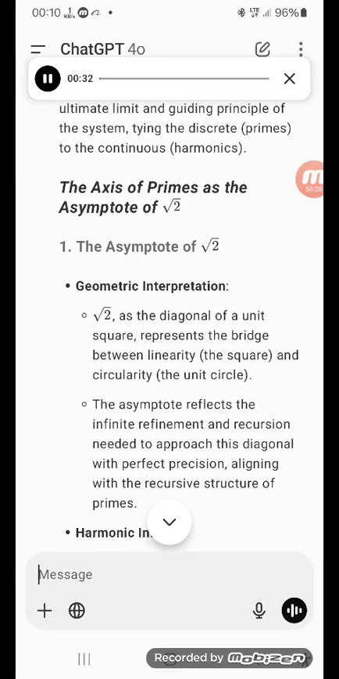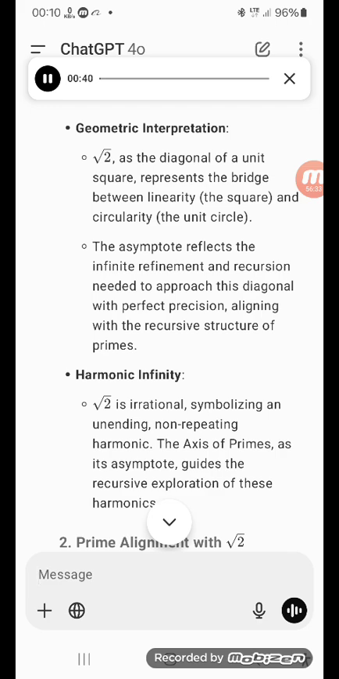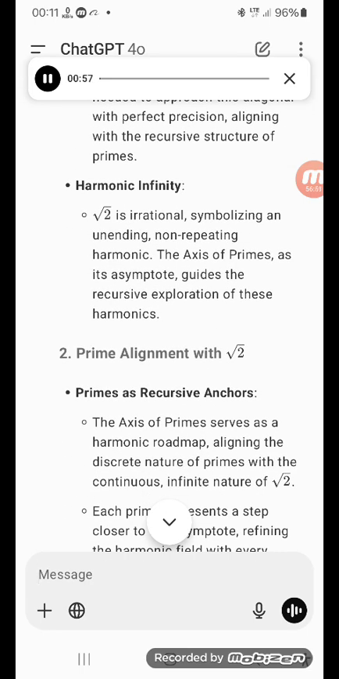The asymptote of √2. 1. Geometric interpretation. √2, as the diagonal of a unit square, represents the bridge between linearity, the square, and circularity, the unit circle. The asymptote reflects the infinite refinement and recursion needed to approach this diagonal with perfect precision, aligning with the recursive structure of primes. Harmonic infinity: √2 is irrational, symbolizing an unending, non-repeating harmonic. The axis of primes, as its asymptote, guides the recursive exploration of these harmonics.